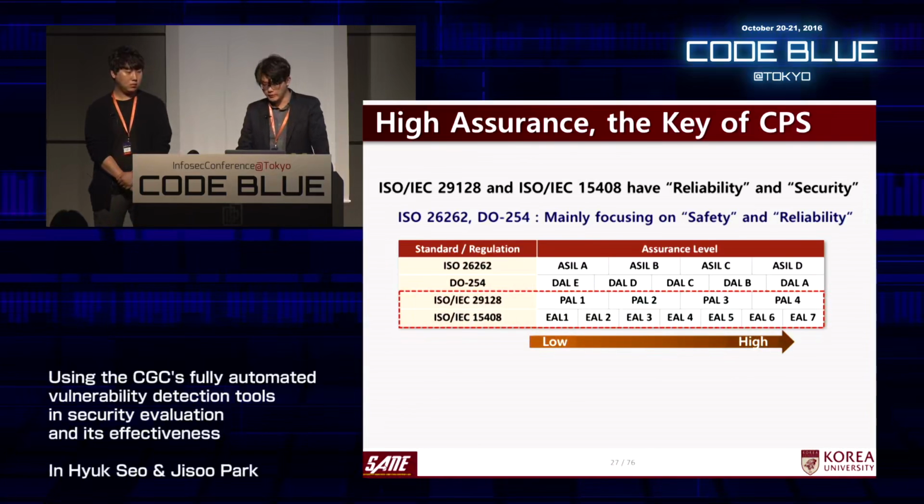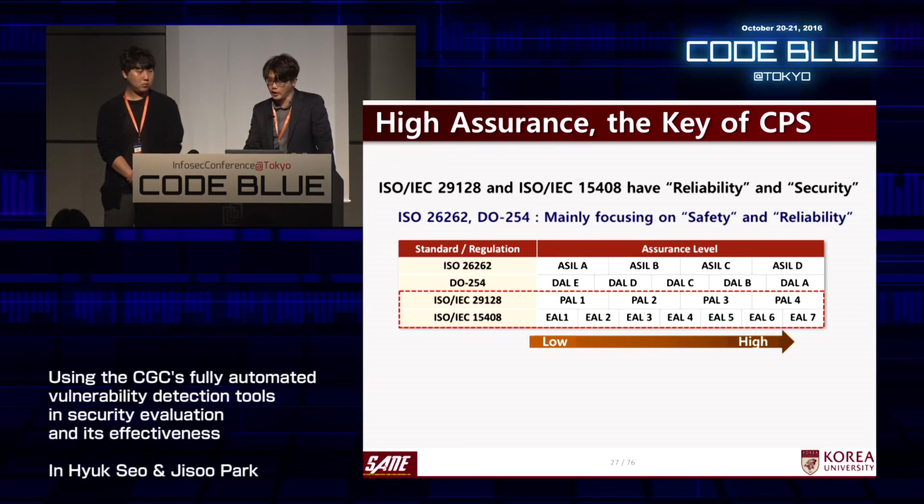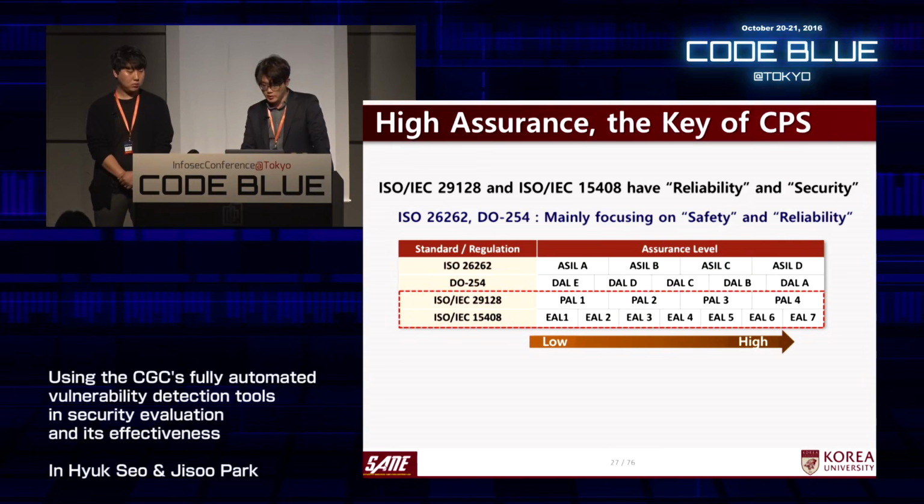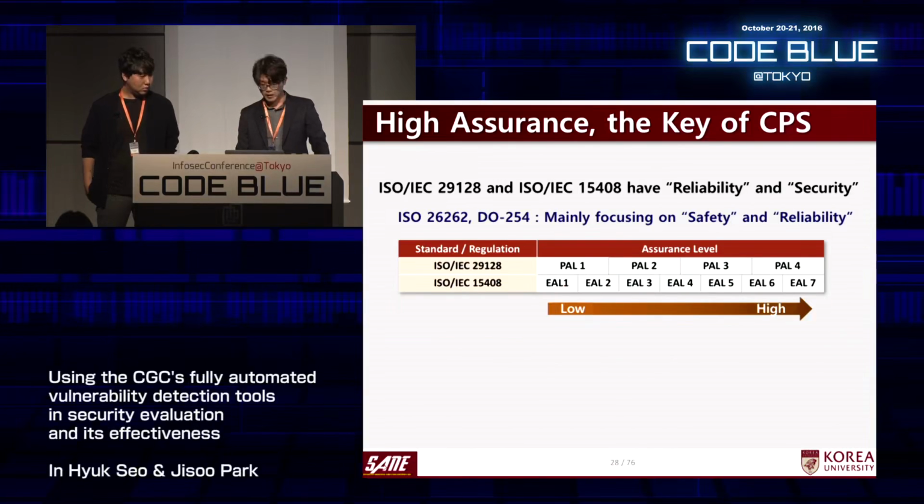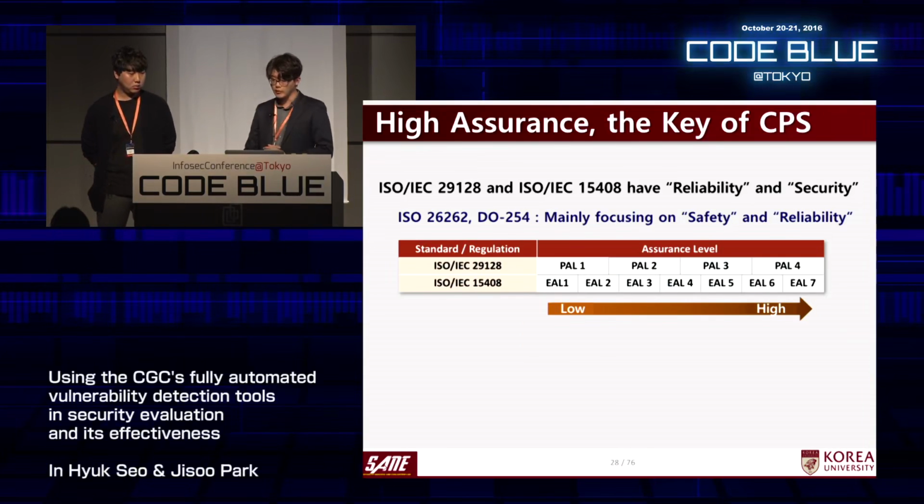Let's see it more concretely. ISO/IEC 29128 means verification of cryptographic protocols, and ISO/IEC 15408 means evaluation criteria for IT security. They are focusing on reliability and security. On the other hand, ISO 26262 means road vehicle functional safety, and DO-254 means design assurance guidance for airborne hardware. They are mainly focusing on safety and reliability. This table shows the assurance level for each standard or regulation. I want to talk about ISO/IEC 29128 and ISO/IEC 15408, which cover both reliability and security.